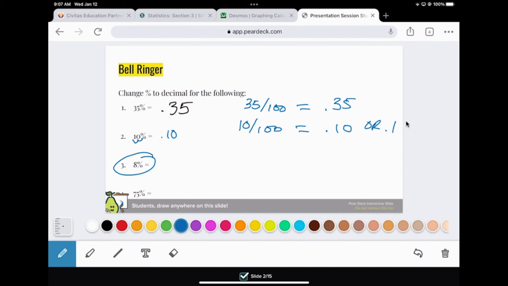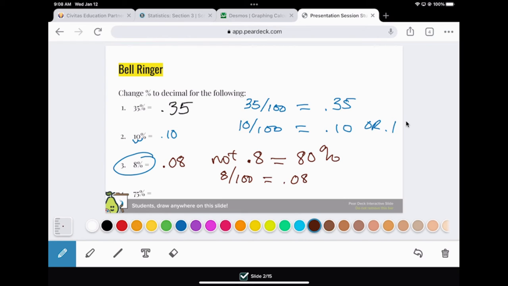Now for number 3, I keep saying this is the one that most likely you're going to make a mistake. The answer for this one is 0.08, not 0.8. They're not the same. 0.8 means 80%. So be very careful. If you're not sure, take the values. You can do 8 divided by 100, and that will give you 0.08.